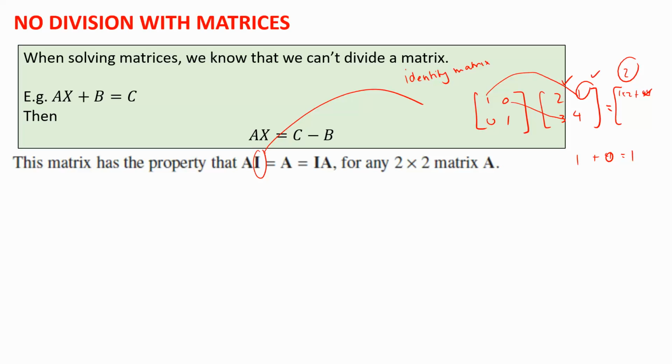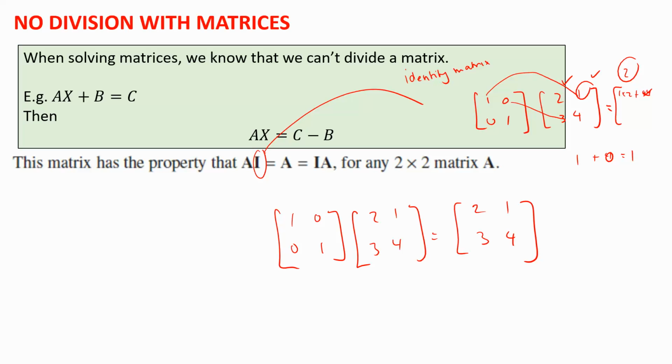So you get the same value. If you actually try to expand 1, 0, 0, 1 and multiply it by 2, 3, 1, 4, you'll find that it becomes 2, 1, 3, 4 as well. And that's the important part.